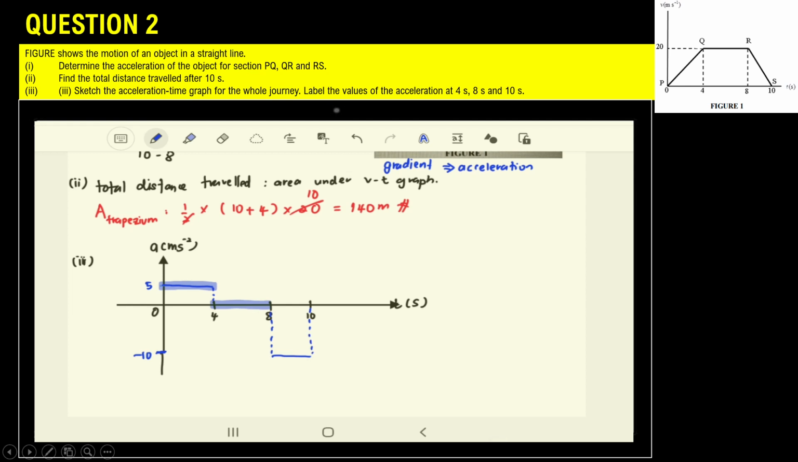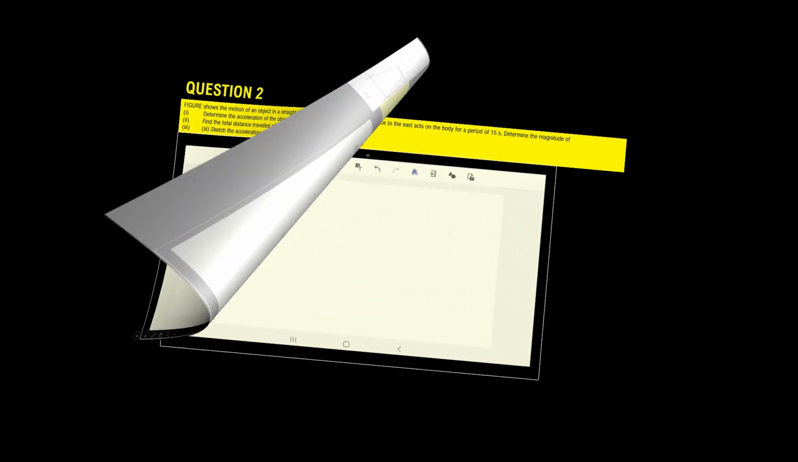Okay, so now you can see here, from 0 to 4 seconds, the acceleration from P to Q is 5 meter per second squared. From 4 to 8 seconds, we have 0 meter per second squared. And from 8 to 10 seconds, we have negative 10 meter per second squared. Alright, so we have finished question number 2.